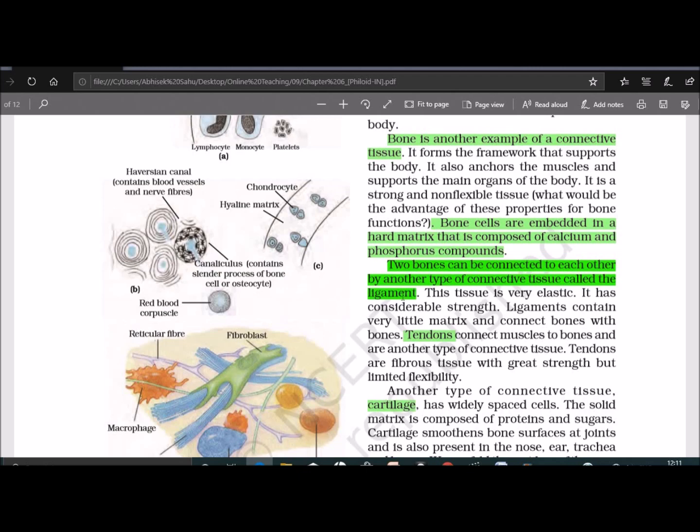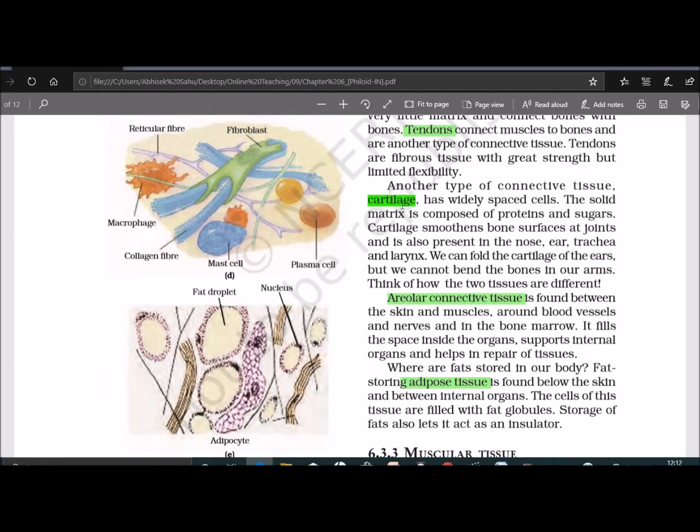Next is the ligament. Ligament is elastic and has great strength. It joins bone to bone and helps in movement. Next is the tendon. Tendons are fibrous tissue, strong, and with limited flexibility. It joins muscle to bone. Another type of connective tissue is cartilage.